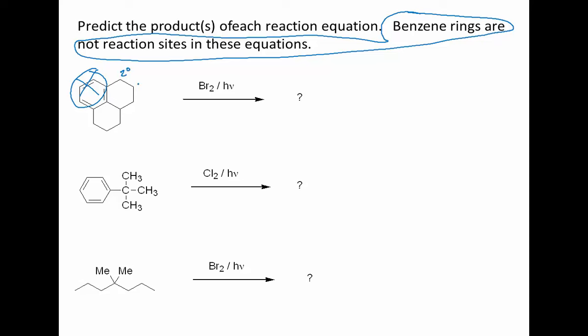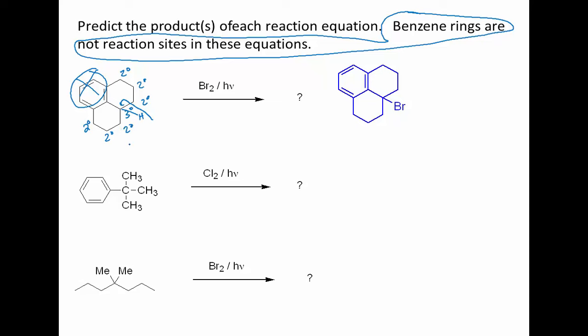Hydrogens here would be at secondary, secondary, secondary, tertiary, secondary, secondary, and secondary. Thus, we are going to take the hydrogen that's here and substitute it. The product of this halogenation should be the compound that you see right there. Okay.